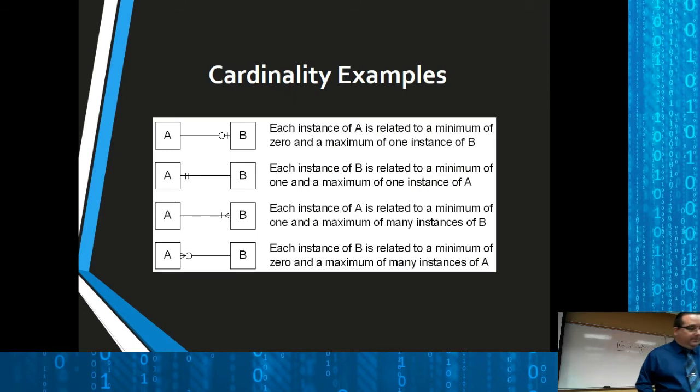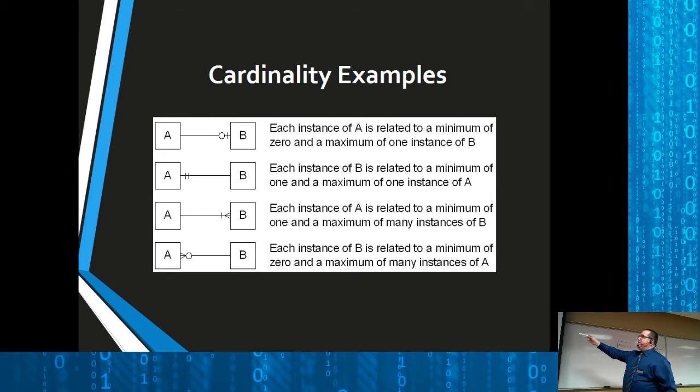So now, we're back to our little cardinality things, right? Remember earlier when I had the little diagrams up on the screen? This is actually a slide where it explains the diagrams, the symbols a little better. Now that we had the sentences in front of us previously, you can look at what these words mean, and it makes a bit more sense. Each instance of A is related to a minimum of zero and a maximum of one instance of B. So that's what that symbol means.